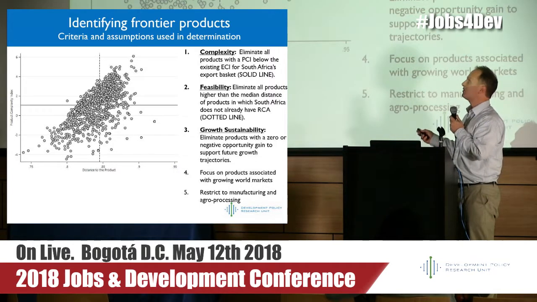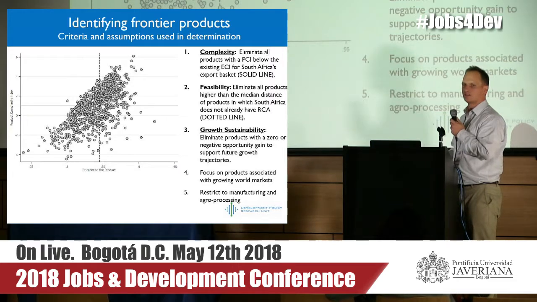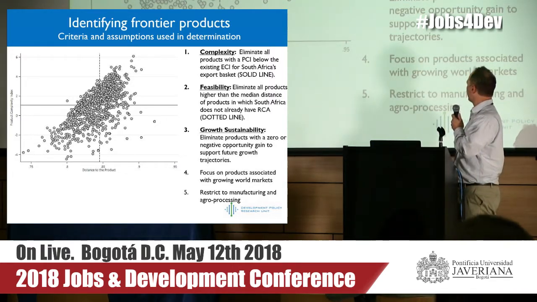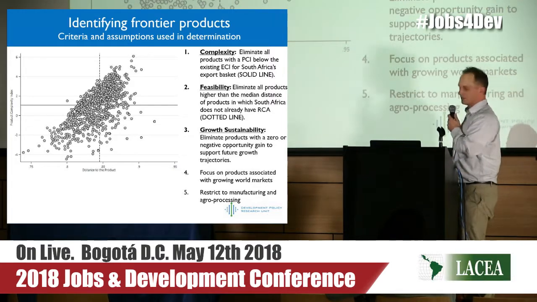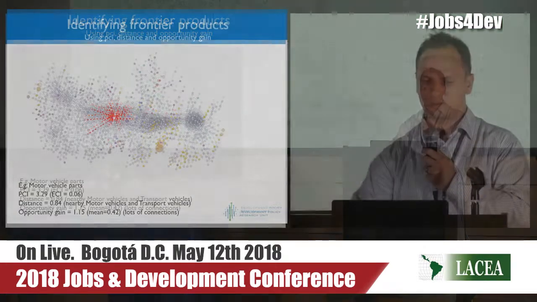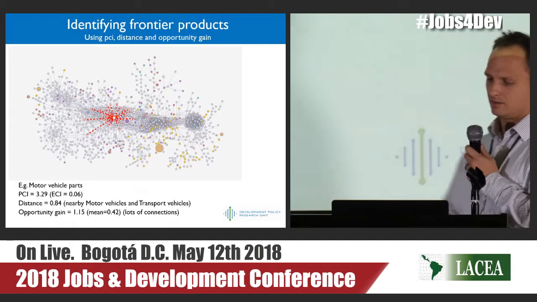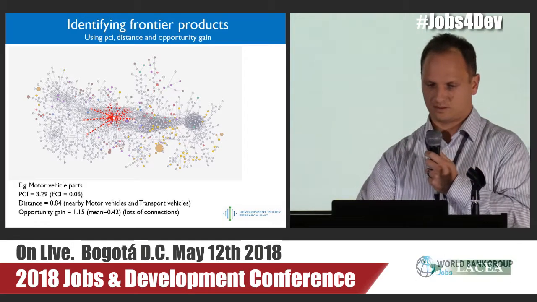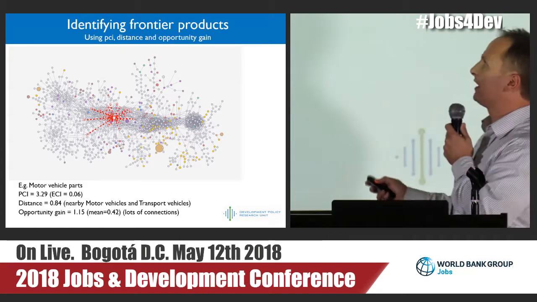So if there's any primary products here, we just say no, we're not interested in that. South Africa produces enough primary products, and so that's how we get to those frontier products. And intuitively, this is what we do.